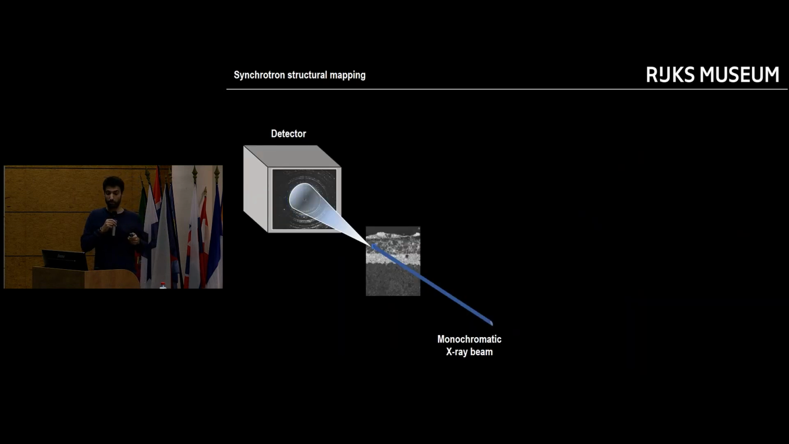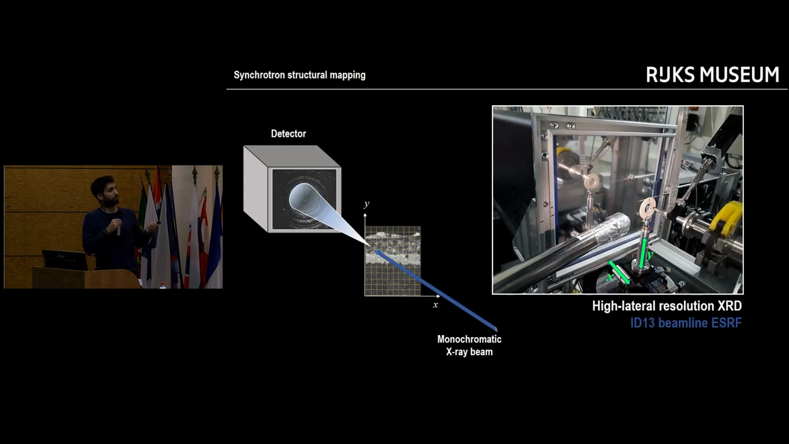So to do that, we switched to another mode of synchrotron analysis. This is structural mapping, and it was presented to you several times already. So the idea is simple. You have your microsample, and you will translate it in front of the beam in order to map a larger area. So what you will do is translate your sample. The sample is actually moving. And in the end, what you obtain is a map of the distribution of your phases.